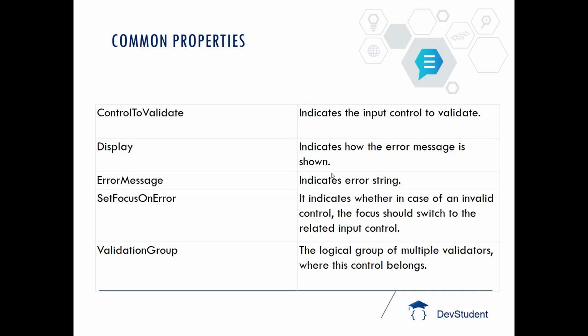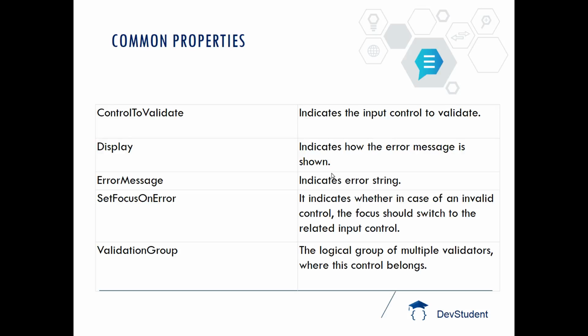Next, display is used to say how the error message has to be displayed. And the third property is error message, where you can enter your custom message which will be displayed when an error happens. That means if any input value fails, then the validation control will display this message to the user saying that your username is invalid, or here you have to enter your username, or your age should be between 10 and 50, like that. Your custom messages will be displayed here.